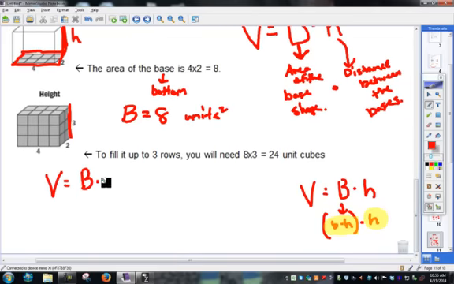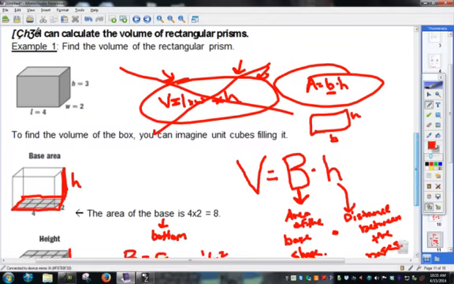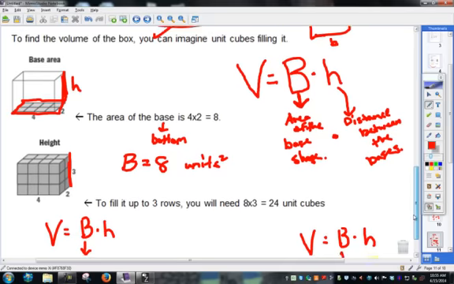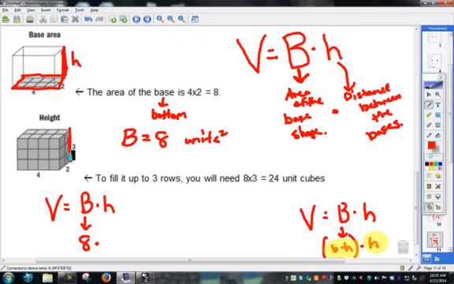Big B times H. Okay, I know that the area of the base is 8. Okay, because it's a rectangle, 4 times 2. And I'm getting all these dimensions from this up here, right? My base, right there, 4 times 2. Okay, and then I multiply by the height, which is the distance between the top and the bottom. It's going to be 8 times 3. We're going to get 24. And then, of course, we need to have units cubed.